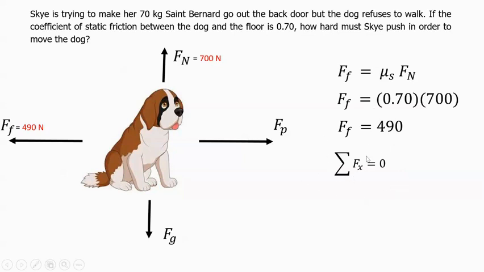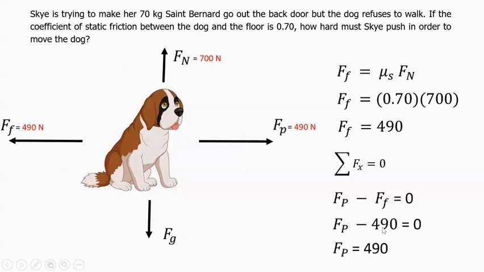Okay, so now we're going to look at the horizontal forces. Again, positive forces to the right, negative to the left, and if we do that, we get that Fp minus Ff, the applied force minus the friction force, equals 0. We know the friction force is 490, so we'll put in the 490 there, and then we can solve for the applied force, which would also be 490. Okay, so she would have to push at 490 newtons, and if she pushed any more than 490, the dog would begin moving. If she pushed any less than 490, the dog would not move. Okay. And so that's how static friction works.